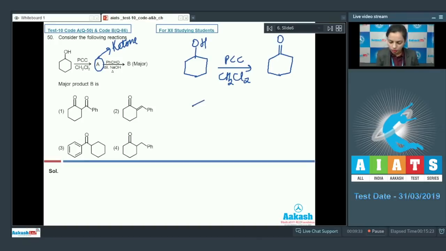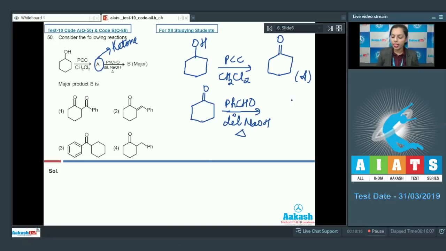ketone. Now, this is product A, and when this A reacts with benzaldehyde in the presence of dilute NaOH and heat, in this case, the final product would be, after condensation, there is the formation of the species. As this is the final product, we can easily choose option 2 as the correct option. After this, question number 51 we have.